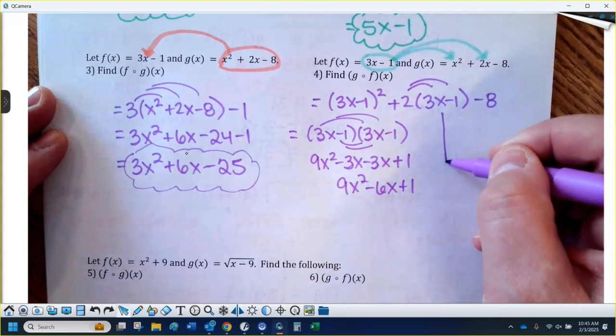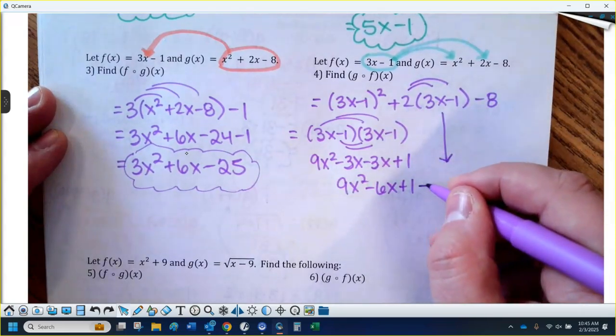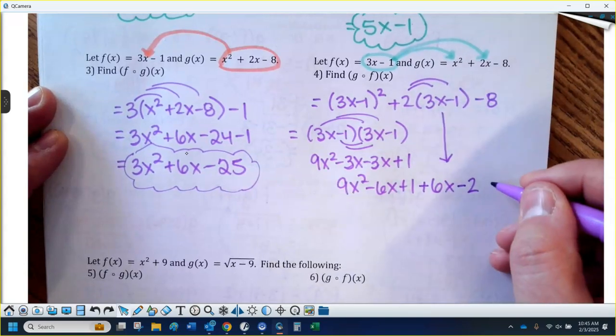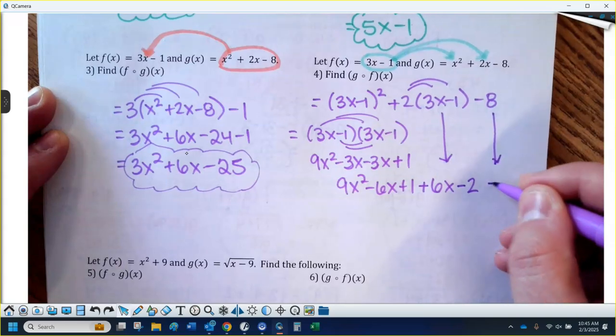And then I would do a distributive property. I'm just going to bring it down here. 2 times 3x would be 6x. 2 times negative 1 is negative 2. And then I had that negative 8 on the bottom there.